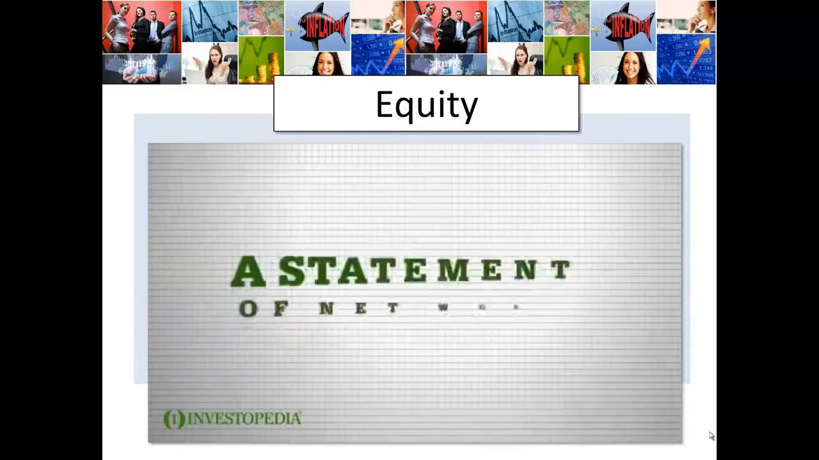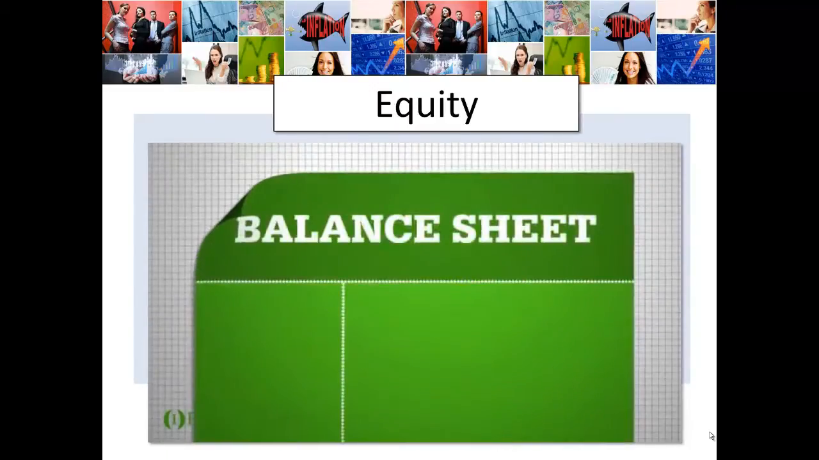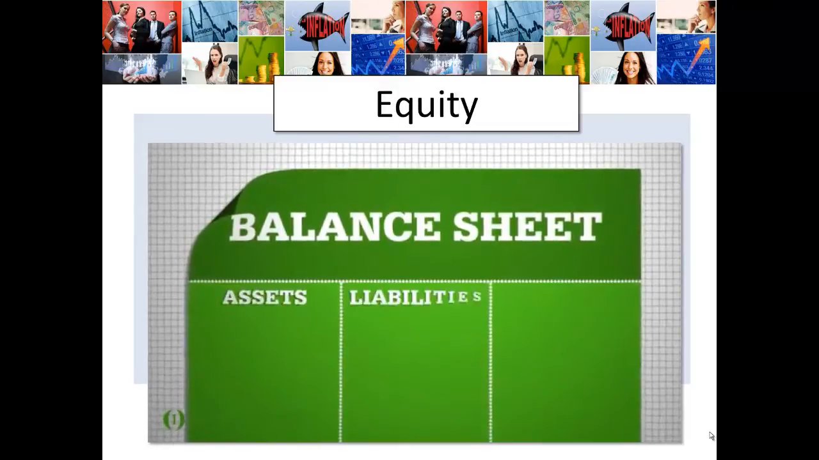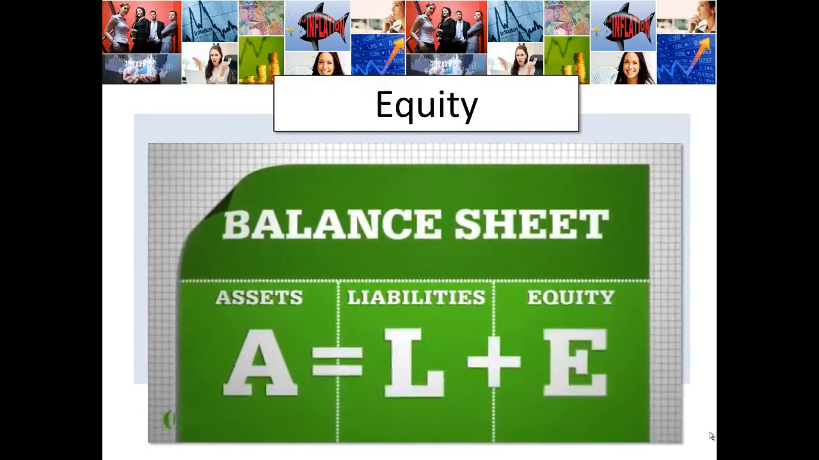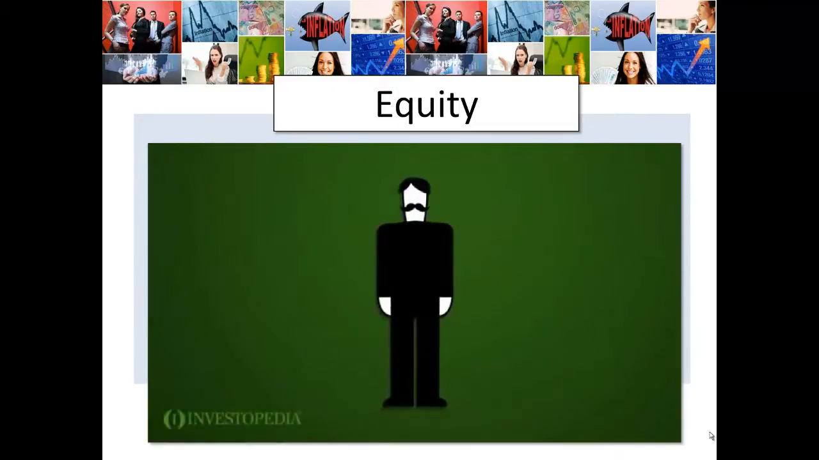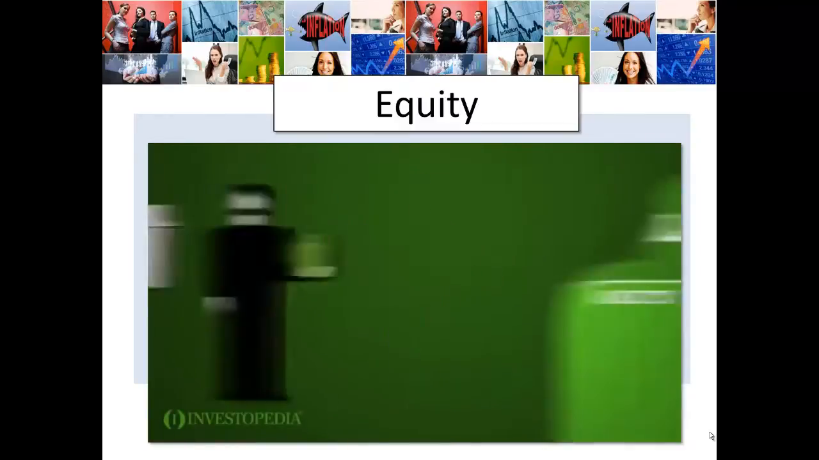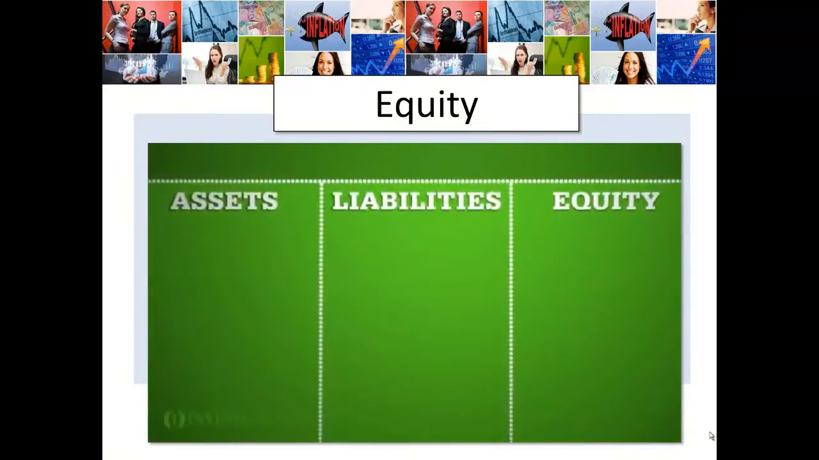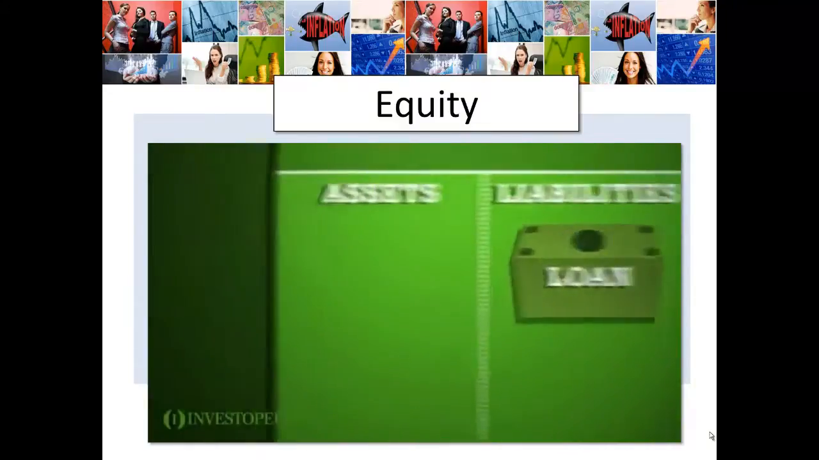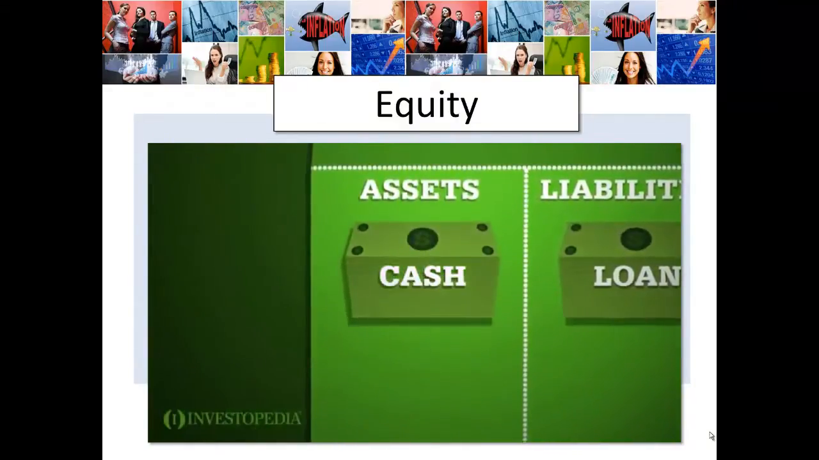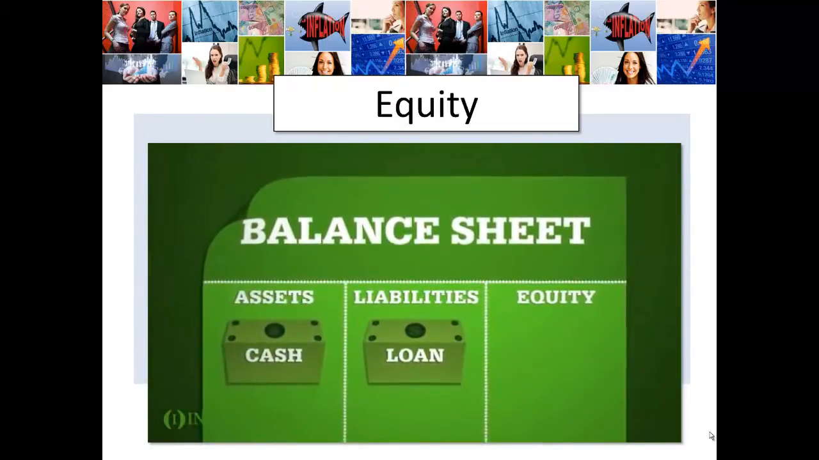A balance sheet is a statement of net worth. It's broken up into three sections: assets, liabilities, and equity. A equals L plus E. Meet Joe. Joe goes to the bank and gets a small business loan. The bank gives him cash. On the balance sheet, his liabilities increase by the size of the loan, and his assets increase by the same amount. The balance sheet remains in balance.